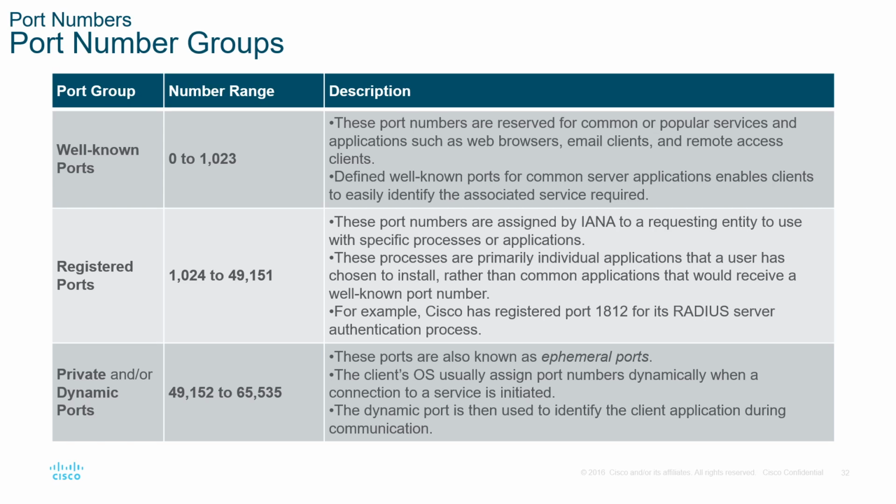All right, so for it to be well known, it's got to be from 1023 down to 0. So again, you guys can see because we're going from 0 to 65,535, that's 65,536 ports. Registered ports are port numbers that are assigned by IANA to a requesting entity, the specific processes or applications. They're primarily individual applications that a user has chosen to install rather than common ones that would receive a well-known port.